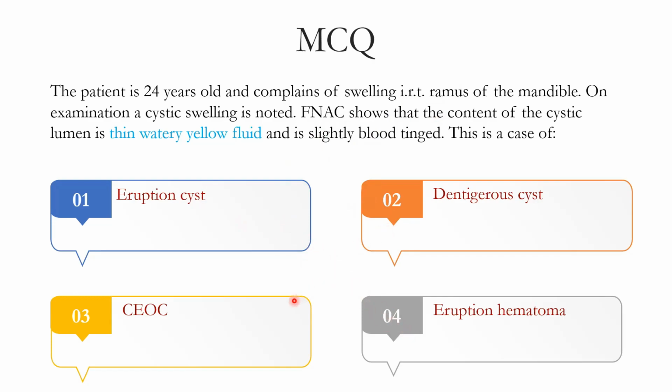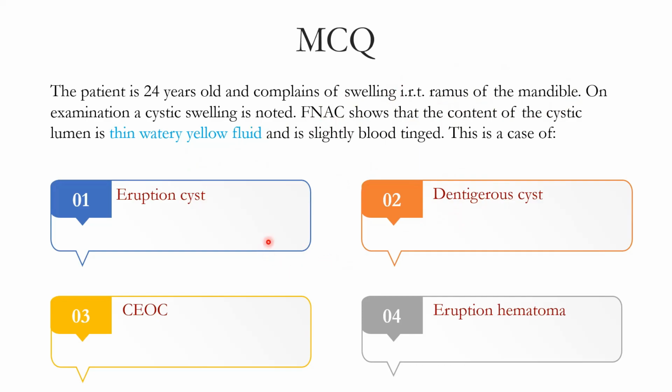You're left with dentigerous cyst and calcifying epithelial odontogenic cyst. There is no mention of any calcifications in the description. So we can rule out the calcifying epithelial odontogenic cyst, whereas dentigerous cyst, the site matches because it is associated with the lower molars and is capable of expansion involving ramus of the mandible, the body, angle, and even up to condyle and coronoid process. And FNAC shows a thin watery yellow fluid in case of dentigerous cyst. So your answer should be dentigerous cyst.